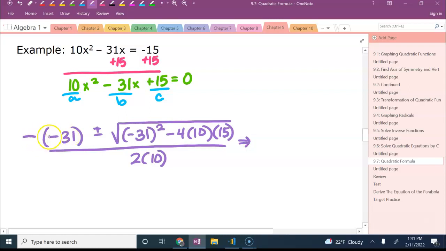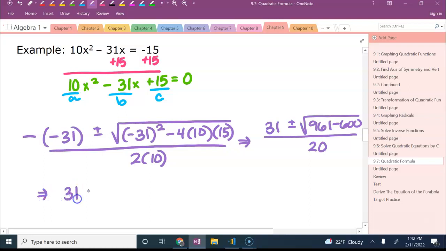So I'm going to change this negative negative to positive 31, plus or minus. Underneath my square root here, the negative 31 squared is going to be 961. And then you have this negative 4 times 10 times 15, which is going to be negative 600. And that's all over 20. So I have 31 plus or minus the square root of 961 minus 600, which is going to leave you with 361. And that's all over 20 still.